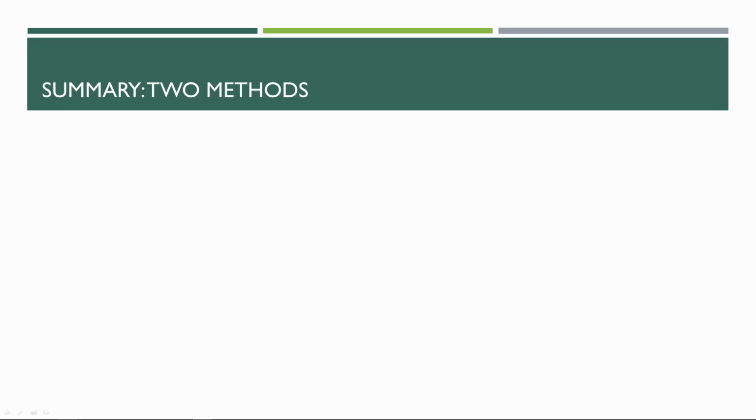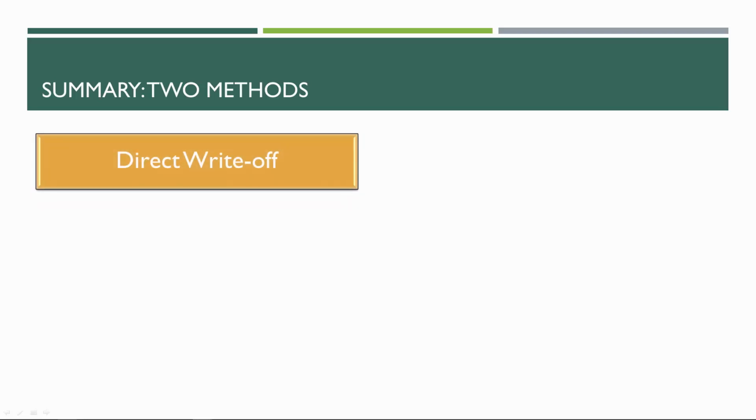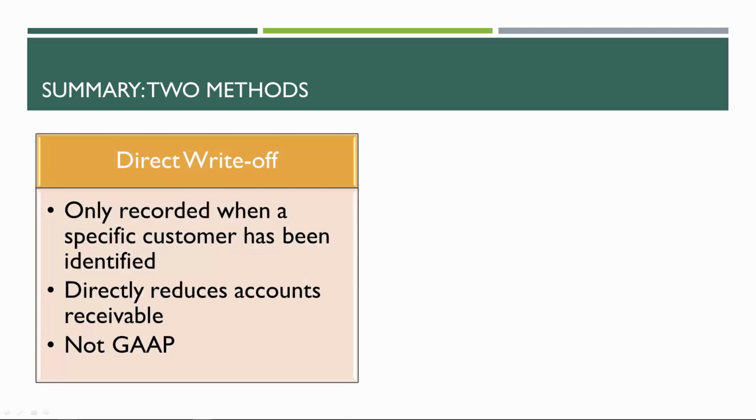So in summary, when we are doing our valuation of our accounts receivable, there's two methods to do that valuation. The first one is the direct write-off, where you only record bad debt expense when you've identified a specific customer, and then you directly reduce accounts receivable. And remember that direct write-off method is not GAAP, but that doesn't mean you don't need to know how to do it. You do need to know how to do it.